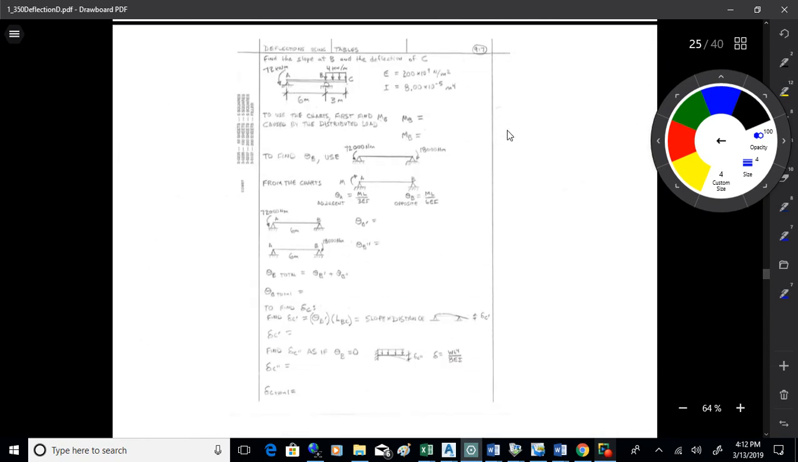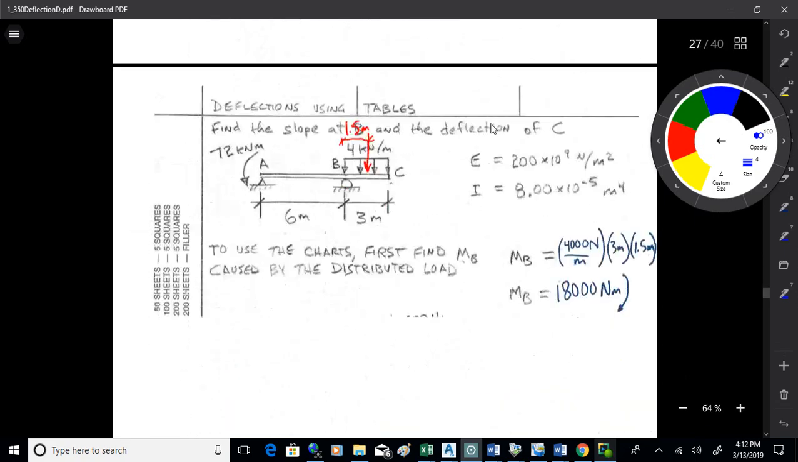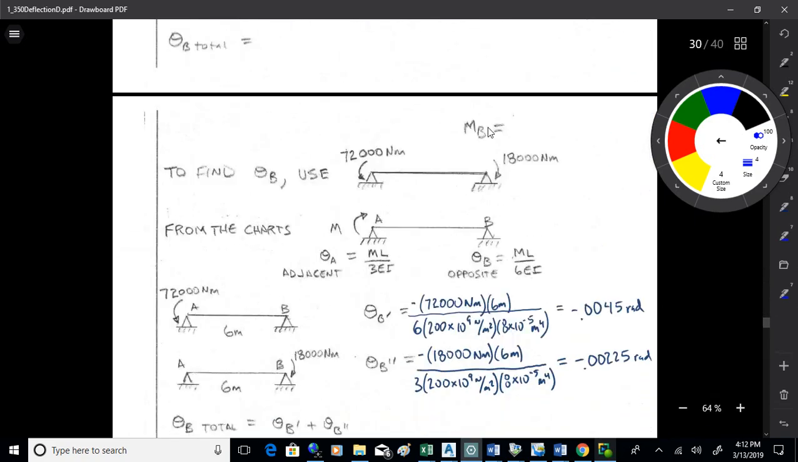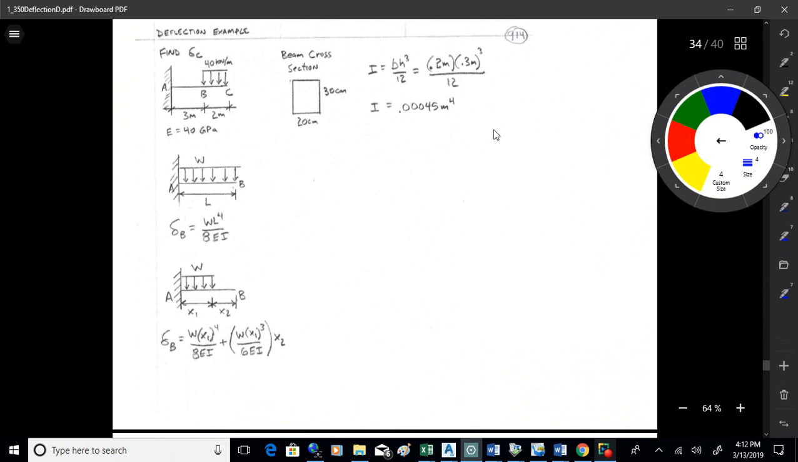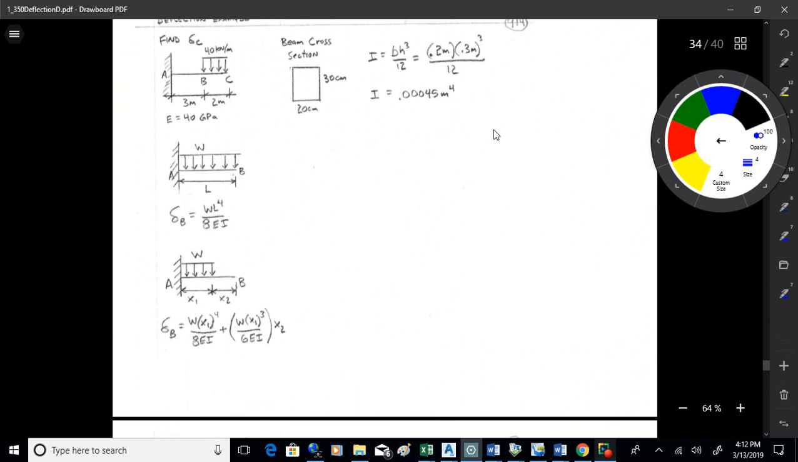There we go. I'm on this one. So I've got E is 40 gigapascals. I've got a cantilever with no load on it 3 meters out. And then 2 meters out, I've got 40 kilonewtons per meter. All right. And I've got I figured out. Now, if you look at your cantilever table there, unfortunately, I don't see that loading condition. I don't see a nice table that'll knock that out for me. Okay.